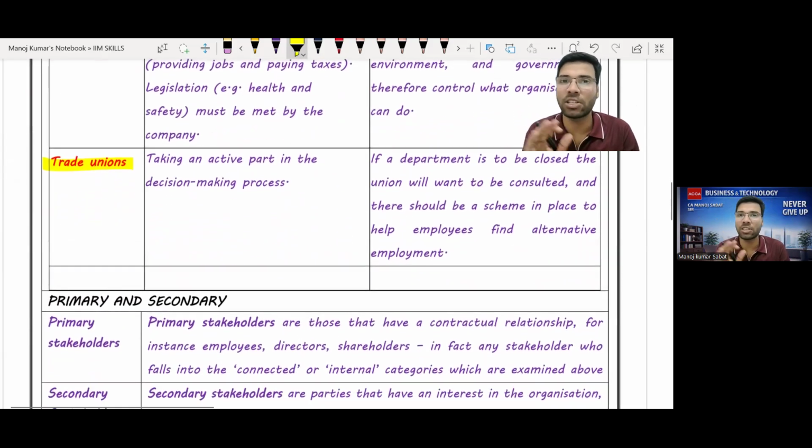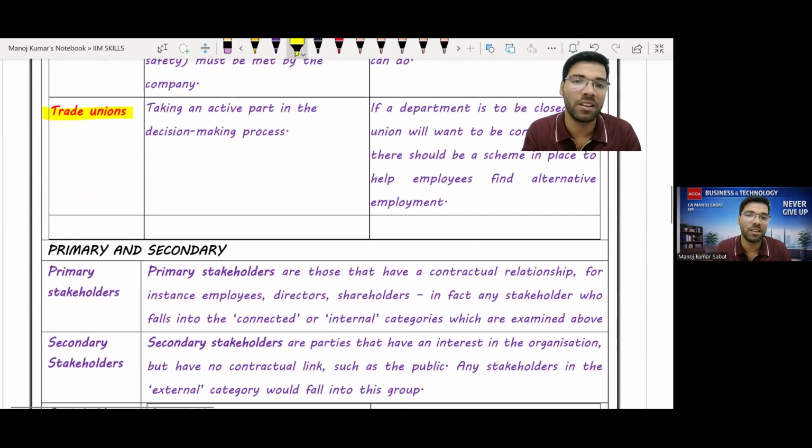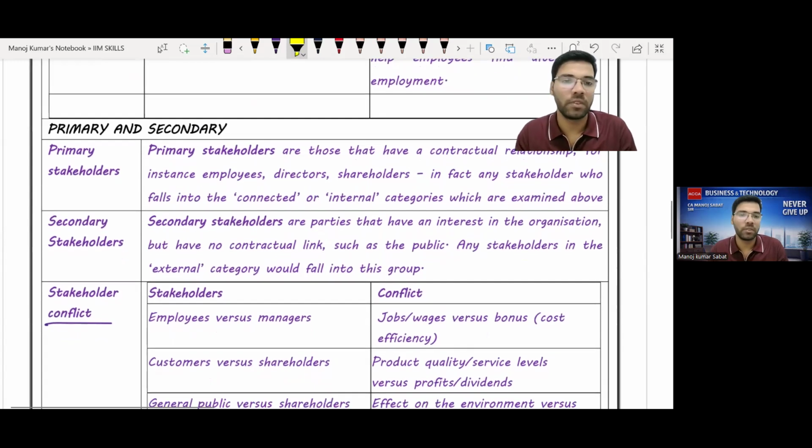And trade unions, as I already told you, if there are any labor disputes, trade unions come and try to resolve the dispute. So this is how they are interested inside the business. Have you all understood? Next comes primary and secondary stakeholders.